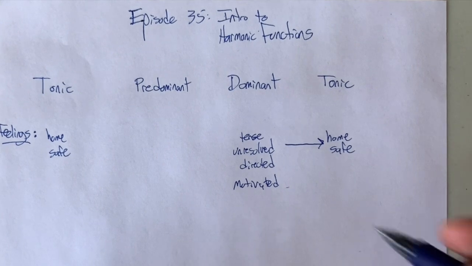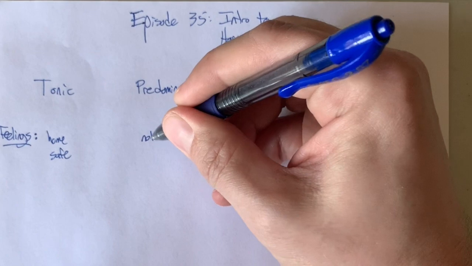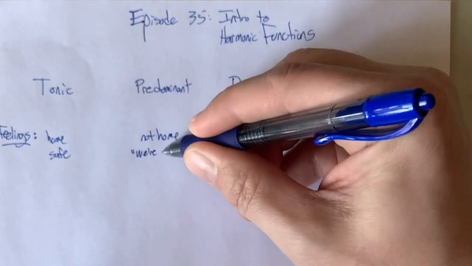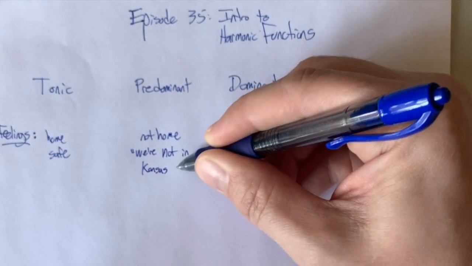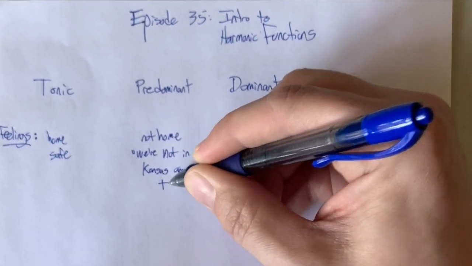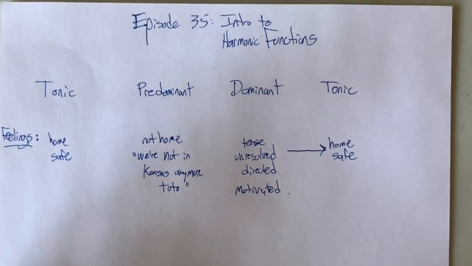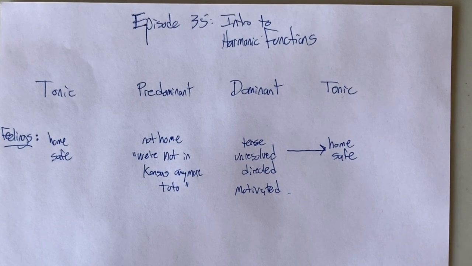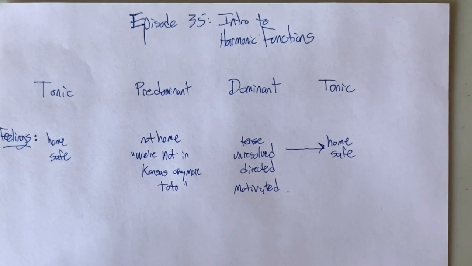Predominant function is a little different. It's not tonic anymore, so you're away from home. There's kind of a we're not in Kansas anymore, Toto feeling to it, right? Dorothy is talking to her dog, and she doesn't know where the hell they are, but they're sure not in Kansas anymore, right? They've entered this whole new world. It's kind of the point. You can't go back anymore. Once you get to predominant, you don't know where you're going to go.